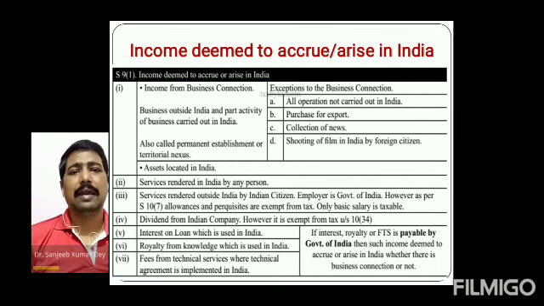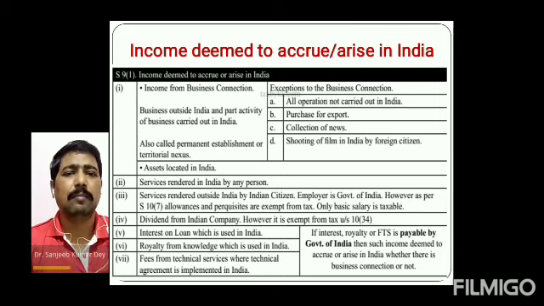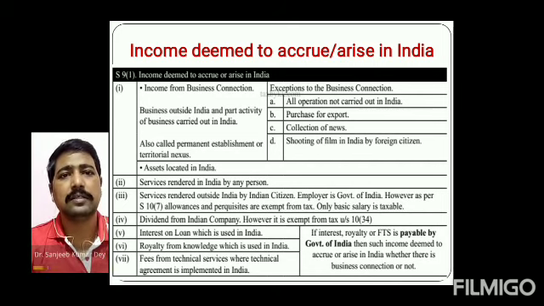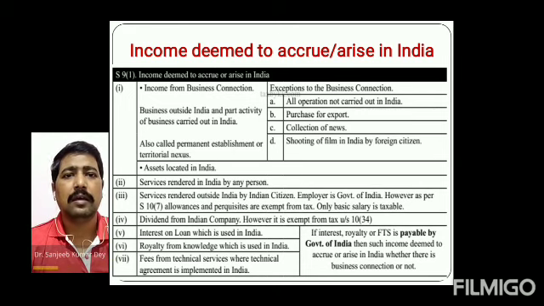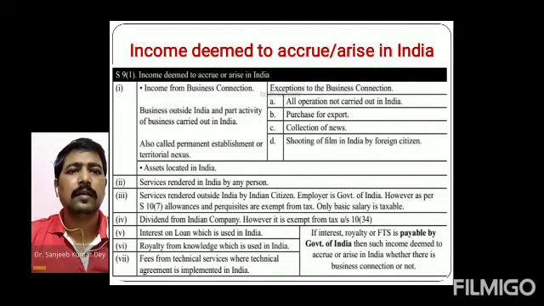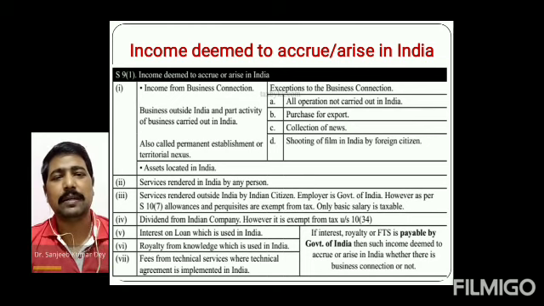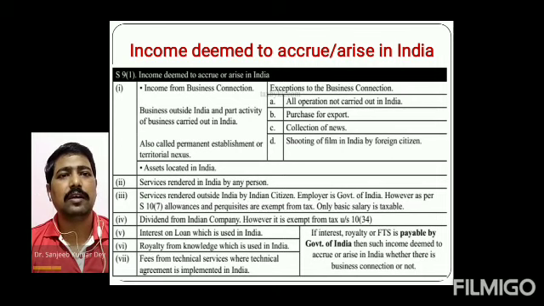Any income that arises from any asset located in India, or by transfer of an asset located in India, is also considered deemed income, deemed to accrue or arise in India. Similarly, services rendered in India by any person, and any income derived from that, will be considered as income accruing or arising in India.